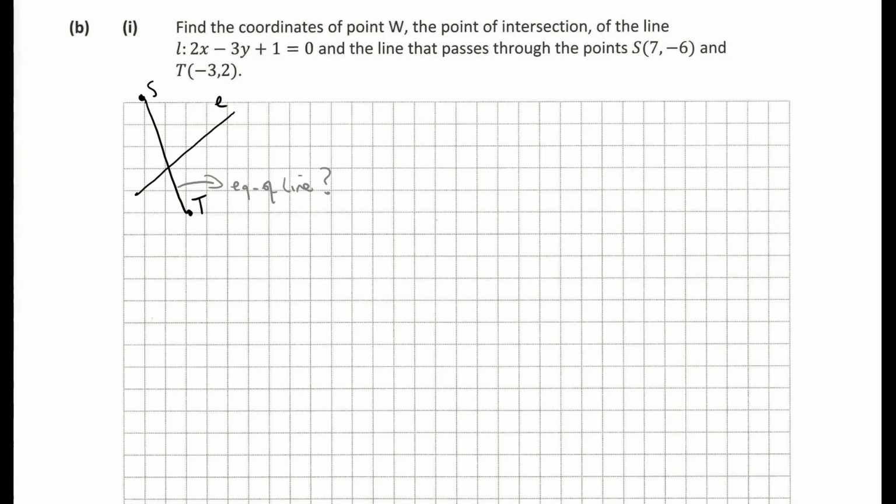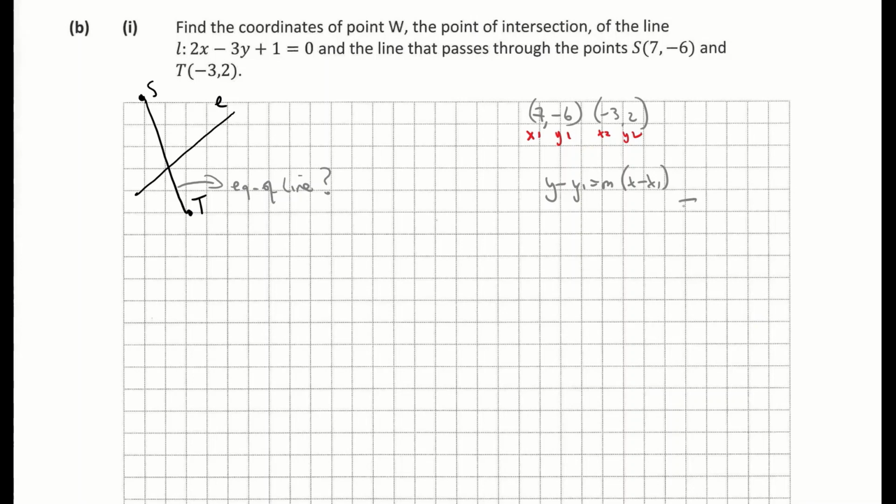So I'm basically going to come over to the right here and do a little bit of rough work. I'm going to take my 2 coordinates, S and T, which are (7, -6) and (-3, 2). And I'm just going to find the equation of the line between those 2 points. So first of all, I need to label your points x1, y1, x2, y2. In order to find the equation of the line, I need a point, which I have, and a slope. So I need to find a slope first of all.